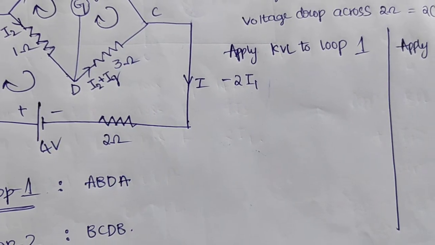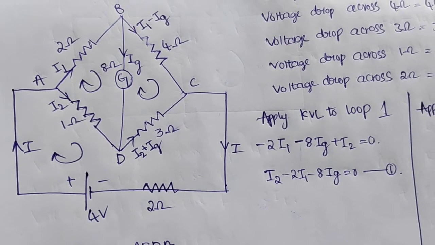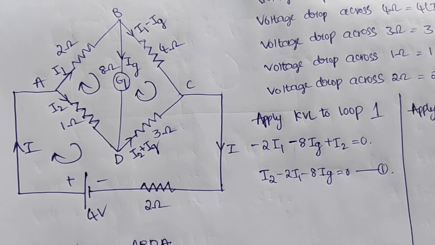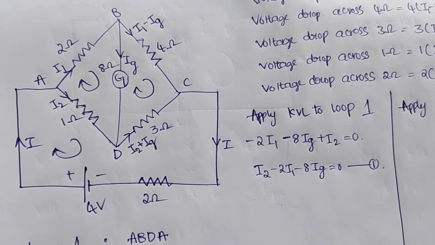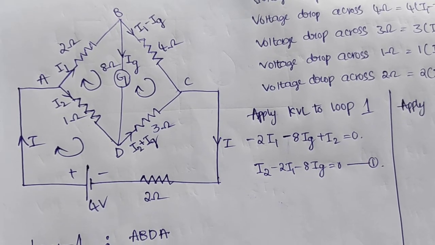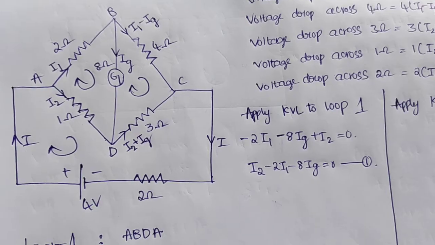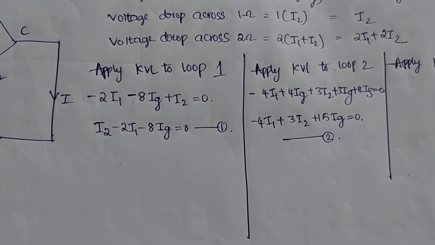Now apply KVL to loop 1, that means ABDA. The current flowing through the 2 ohm resistor is in the same direction of movement, so it is taken as minus 2I1, and the current flowing through the galvanometer is also in the same direction, so taken as minus 8Ig. The current flowing through the 1 ohm resistance is in the opposite direction to movement, so taken as plus I2 equals 0.